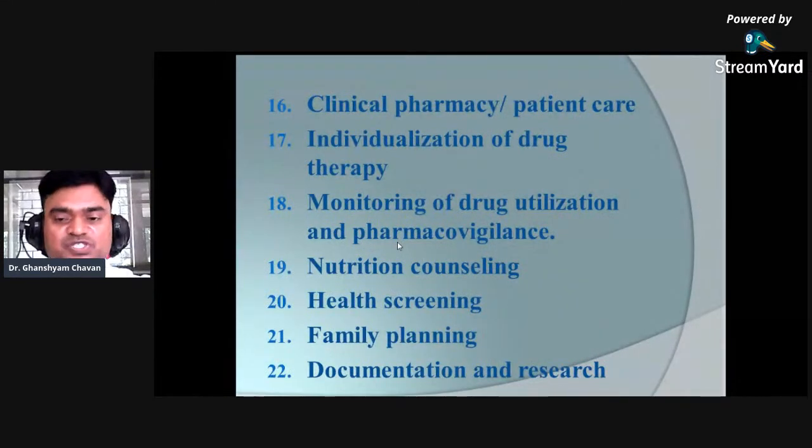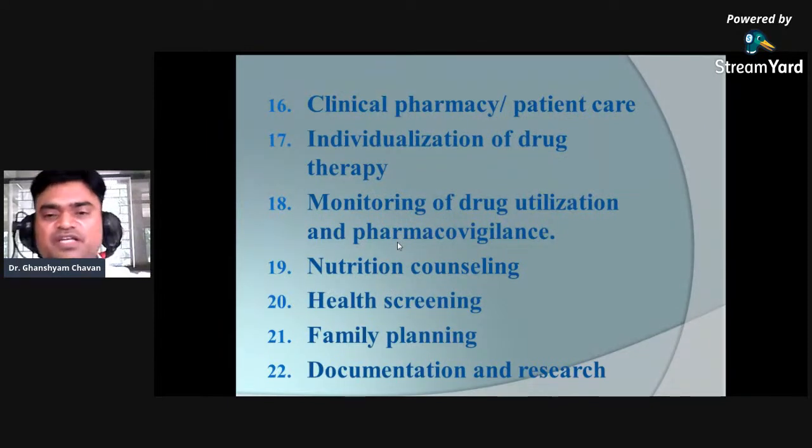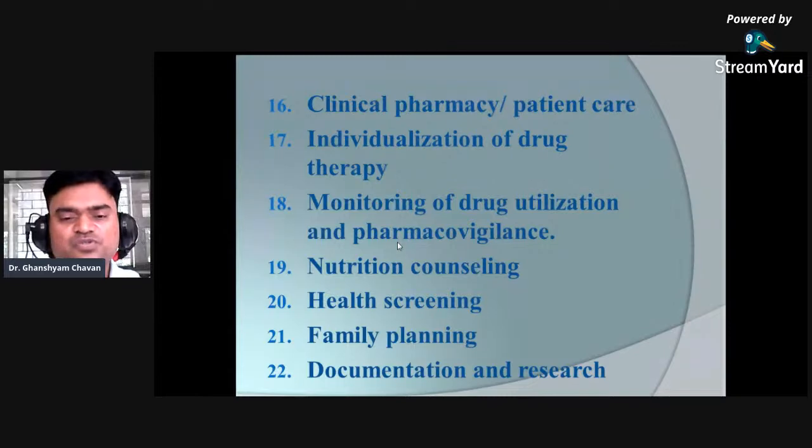Documentation and research. Whatever is going on regarding health, we should immediately do the documentation regarding adverse effects or regarding any new therapy which has been invented. So for that we should do the documentation.